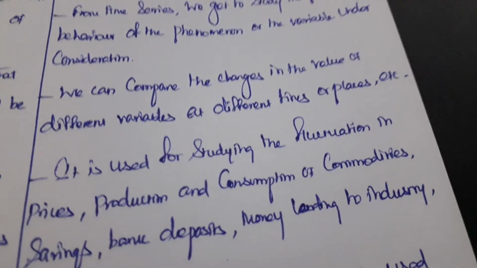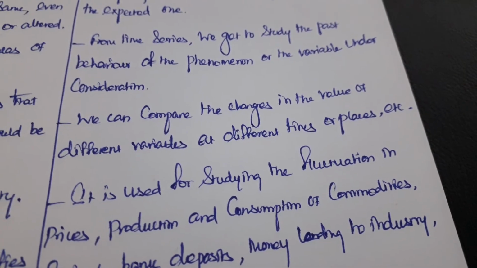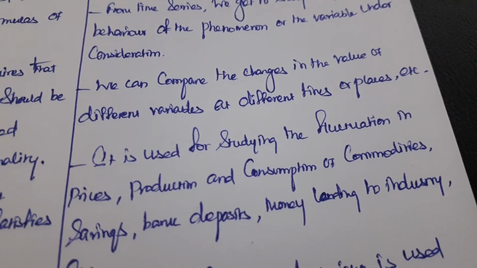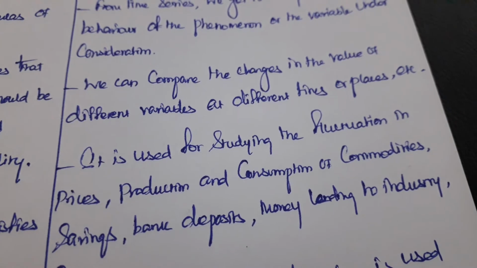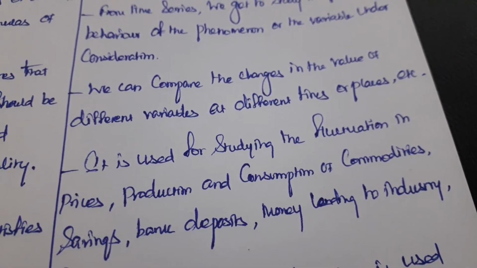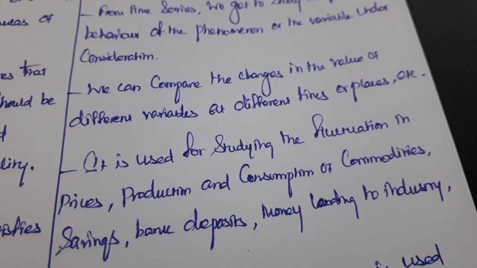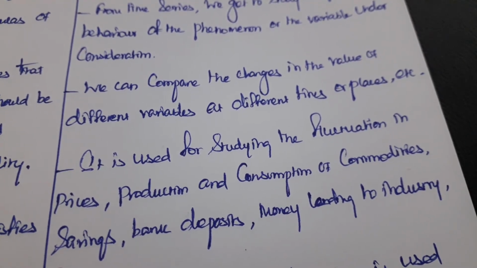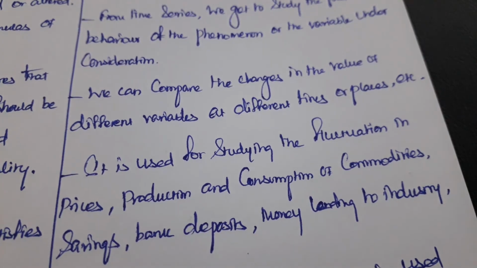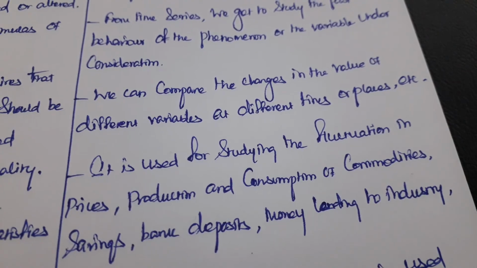A lot of times we study variables. What are variables in business, especially in statistics? It is nothing but sales, income, consumption, production. They're all variables. So we can compare the variables. After comparing the variables, we can find out some deviation or changes, and according to that we can plan according to the situation.